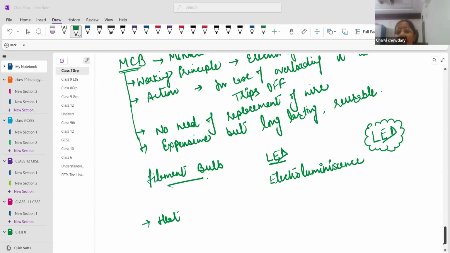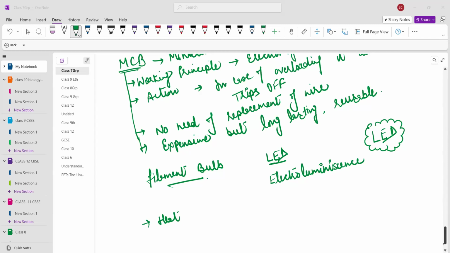Ma'am, even LED can be considered a safer alternative, right, ma'am? Because it doesn't contain mercury. Yes, it is safe also. And also we are having different color options in LEDs that we are not having in a normal bulb.